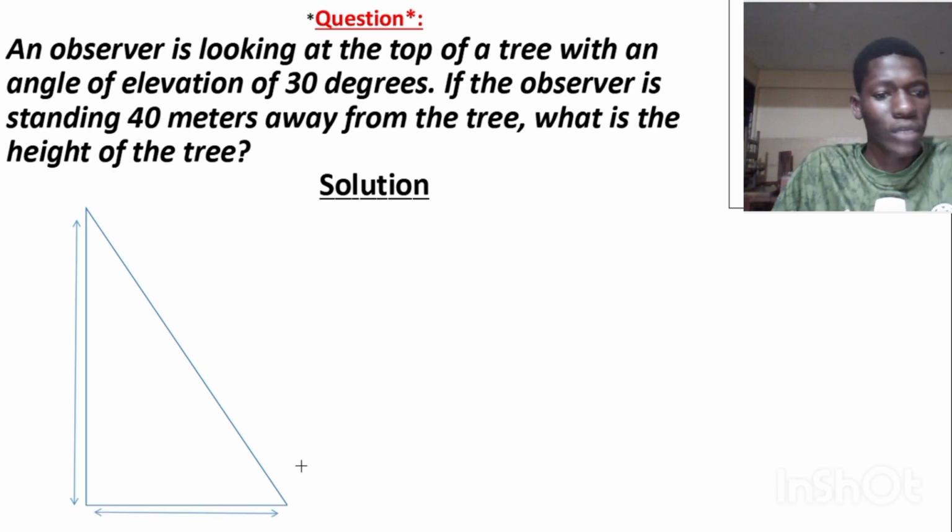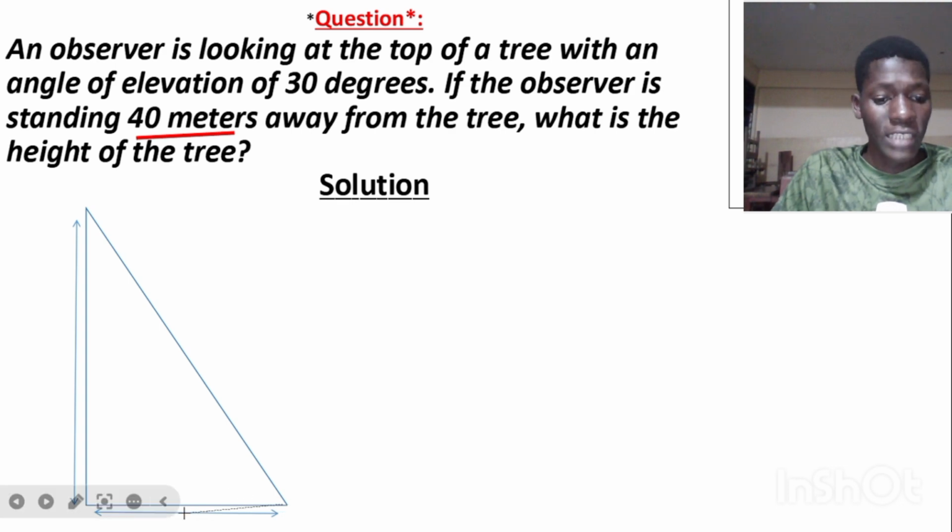So the distance is what we are given. We said the distance was 40 meters. So here's the distance here. So here is where the observer is. So the distance to the tree here was 40 meters. So put our 40 meters there.